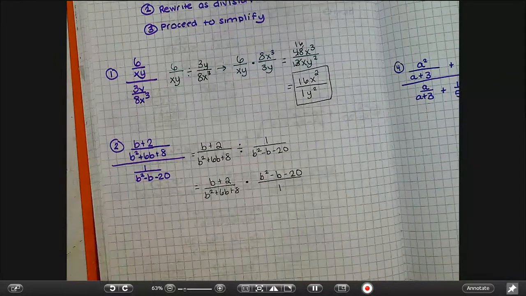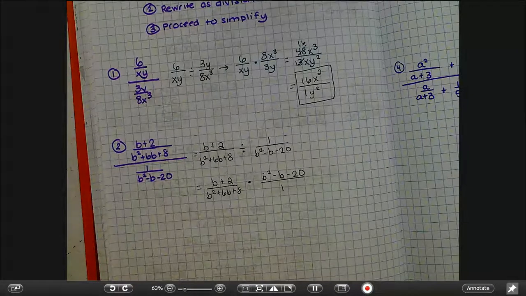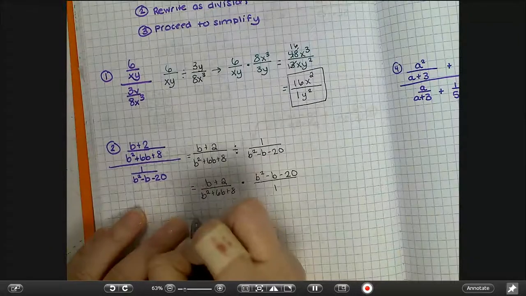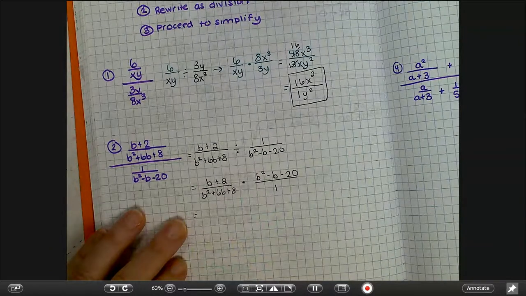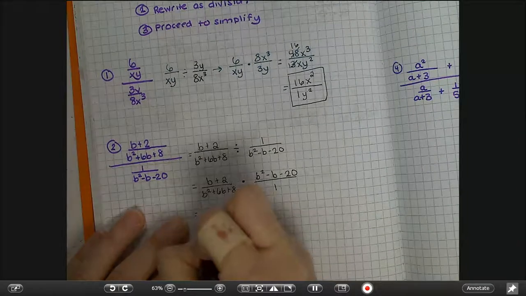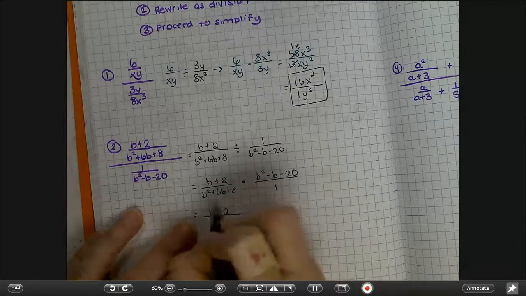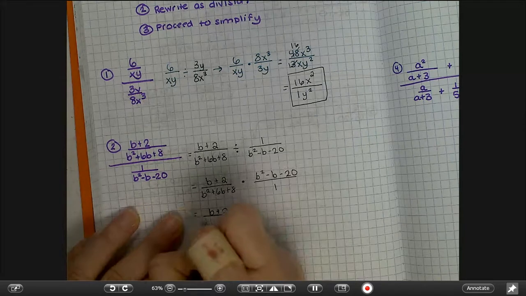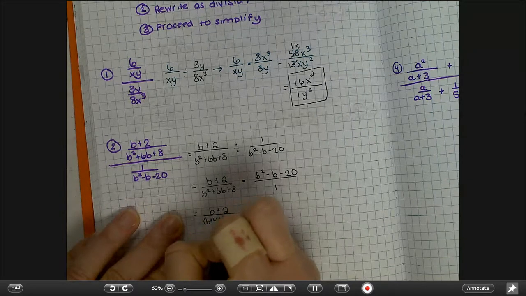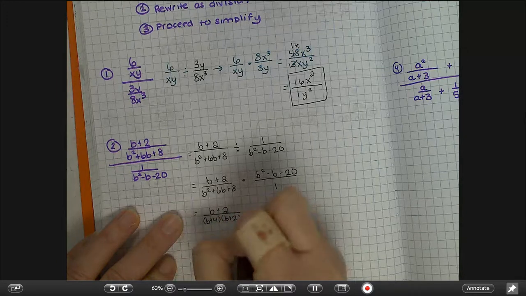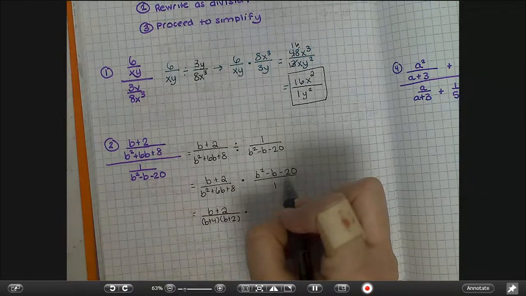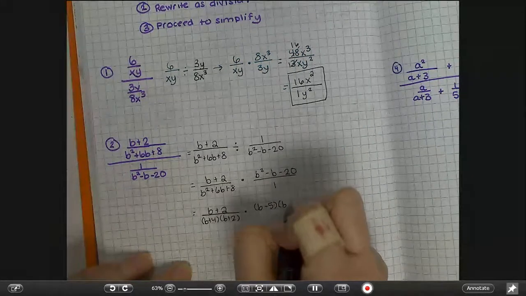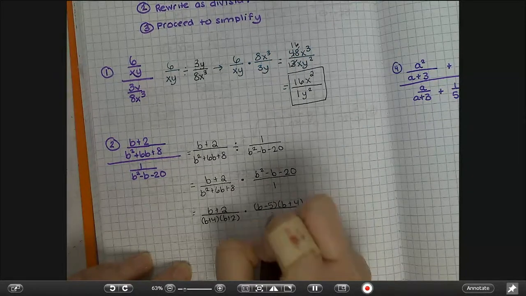And you should be able to go from there on your own. So you should be able to factor it and to continue. I will continue, but that would be a spot I would recommend pausing. The top is not factorable. The denominator is. What are the factors of 8 that add up to 6? 4 and 2. So b plus 4, b plus 2, times the factors of negative 20 that add up to negative 1, which would be b minus 5, b plus 4 over 1.